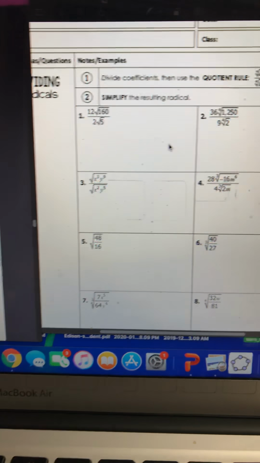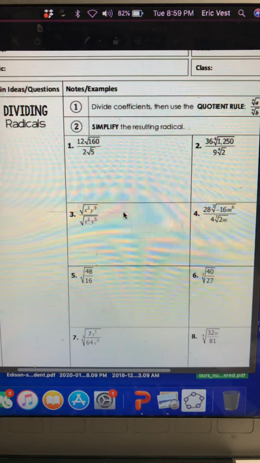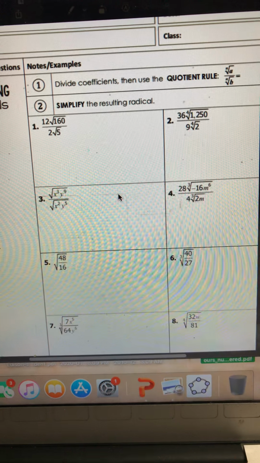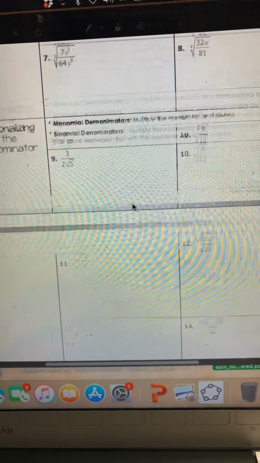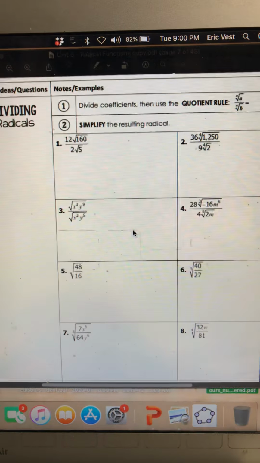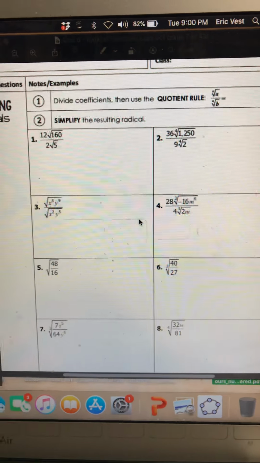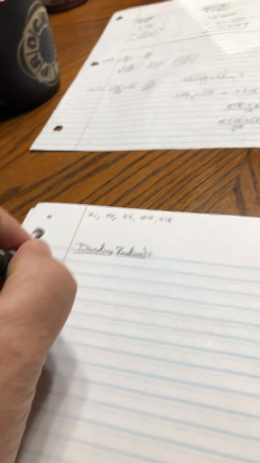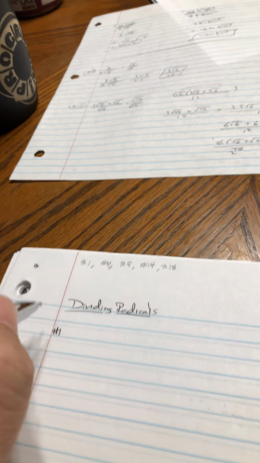But here goes. I'll show you what I'm working with. I am on this packet here. I'm going to tell you the numbers I'm going to be working out, and you can just copy them down, look them over, whatever. I'm just going to start with number 1. Good place to start, right?